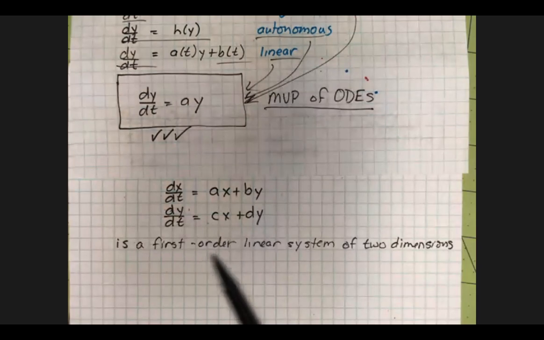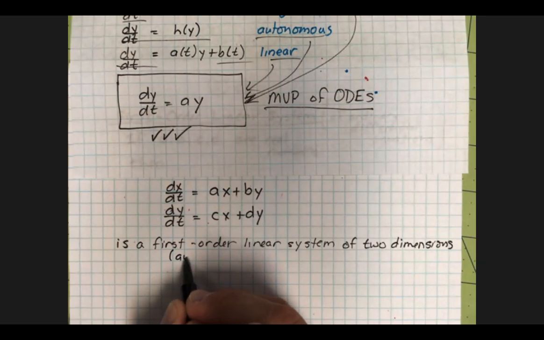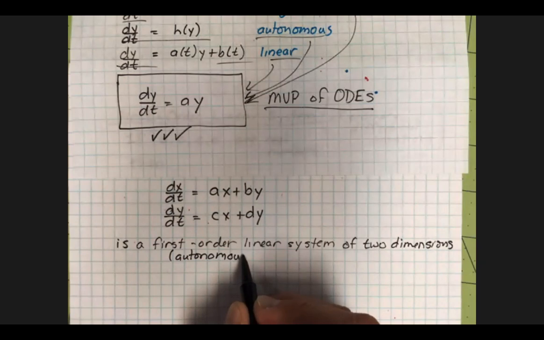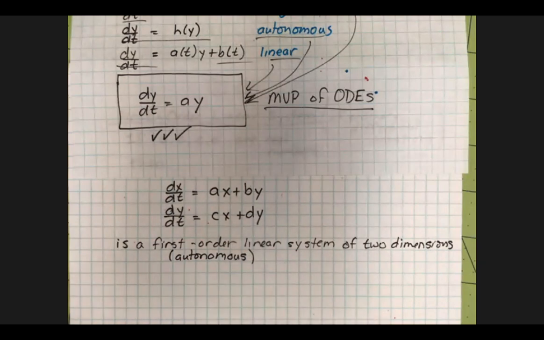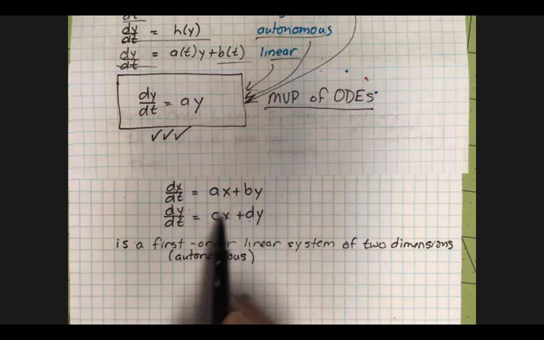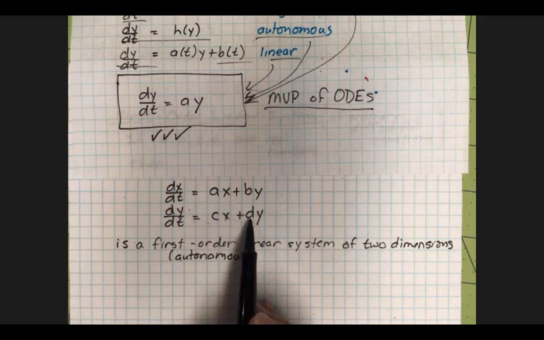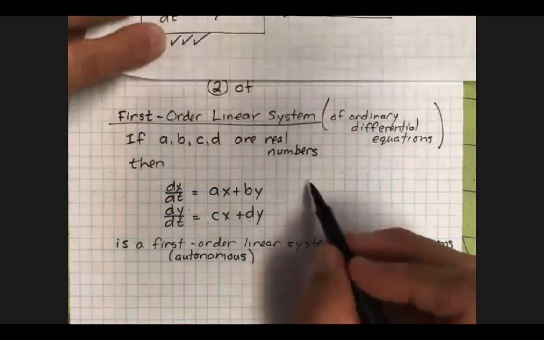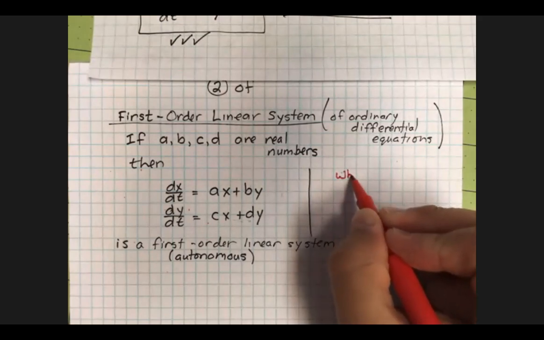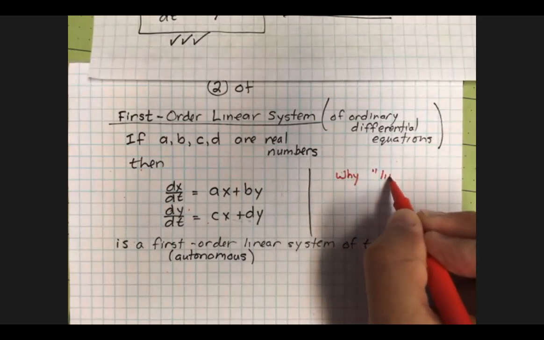Notice that the first order linear system here is autonomous. I guess I should throw that in as a descriptor, as an adjective, because there's no dependence on time on the right-hand side, other than through x or y. The a, b, c, and d could be any real numbers under the sun. Again, this begs the question, why linear?